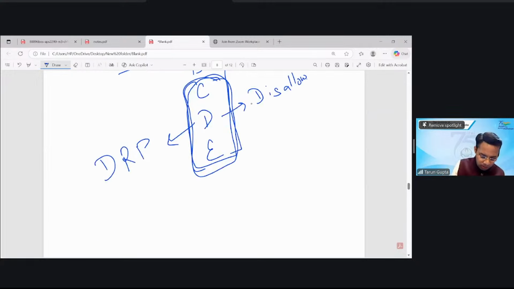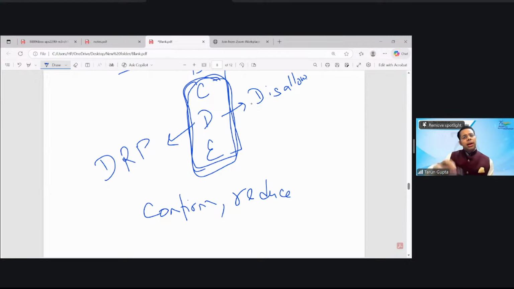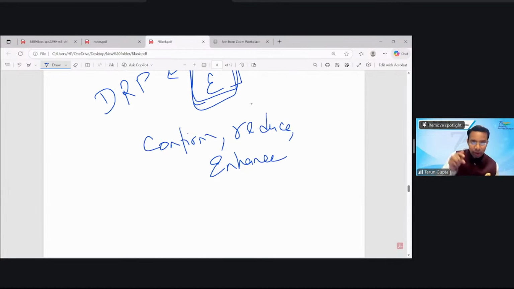So what can the DRP do? He can confirm the order of the AO. The DRP can say CDE was rightly disallowed. He can reduce, he can relieve, he can say that CDE was allowable, or they can say that expenses C and D should be allowable and expense E should be disallowed. Or it can enhance. Understood the meaning of enhance? It can disallow the expense which the AO allowed. Okay? But the DRP cannot set aside.